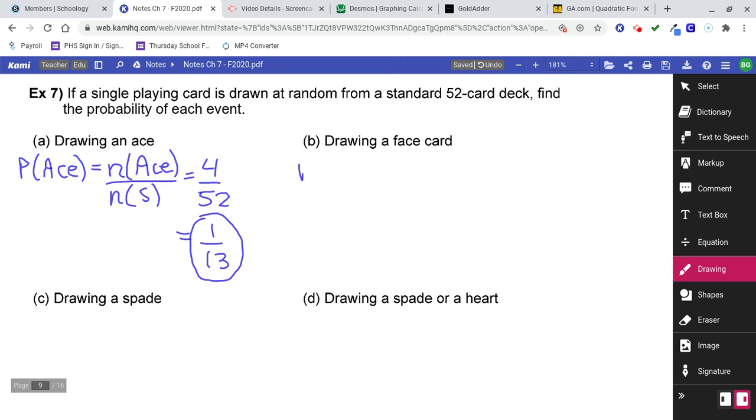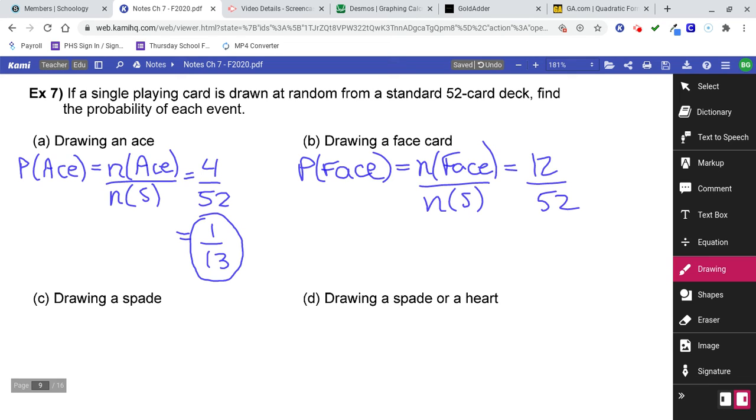So you're probably going to need to reduce your fractions. How about a face card? Probability of a face card. So again, it's the number of face cards over the number in the sample space or the number in the total. How many face cards are there? 12 out of 52 cards in a deck. 12 over 52, you can reduce that. 3 over 13.